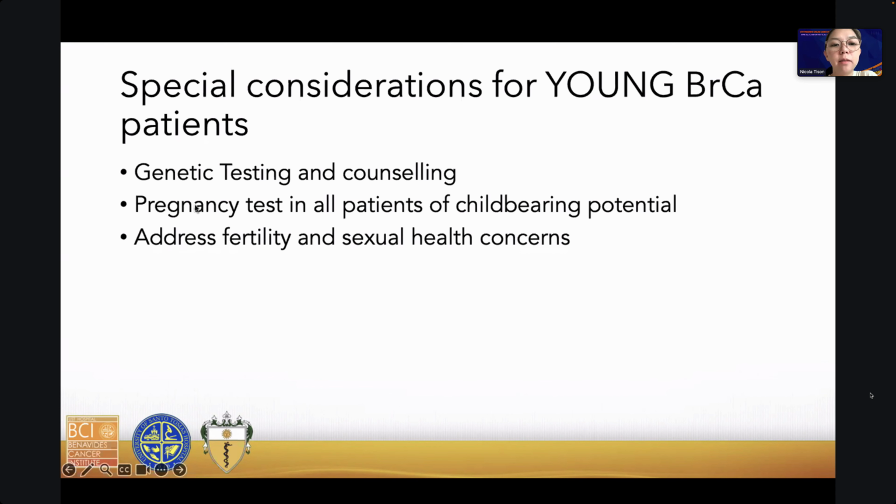For all patients of childbearing potential, we do pregnancy tests. And of course, we have to address fertility and sexual health concerns. So if you have a young patient, does not have any children yet, or still wanting to have more children after, then even prior to the start of their therapy, particularly if they're going for chemotherapy, you have to discuss considerations for fertility and options for fertility preservation, such as oocyte harvest and cryopreservation. Or in those who don't want, we can even give GnRH agonists while they're on chemotherapy to protect their ovaries.